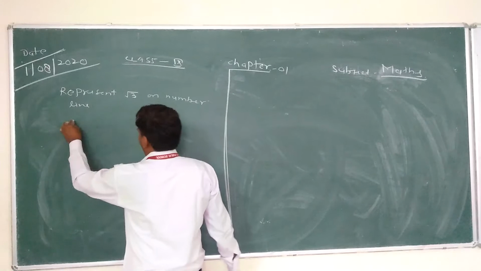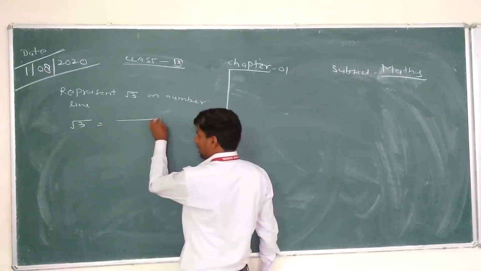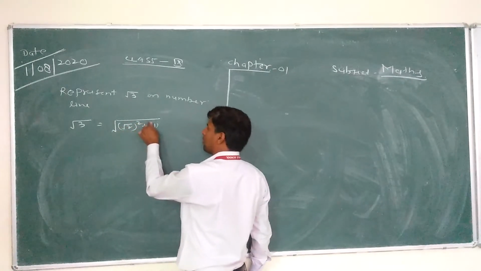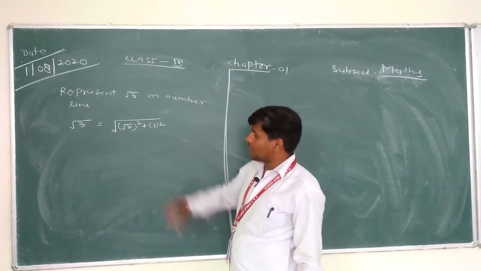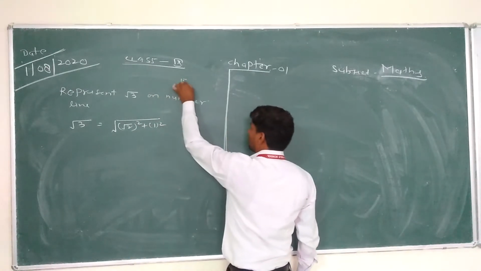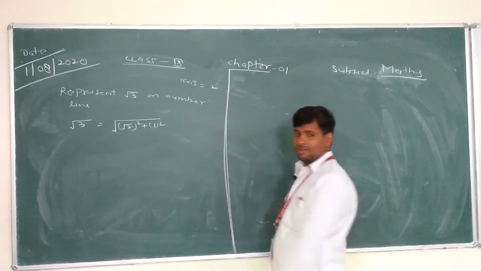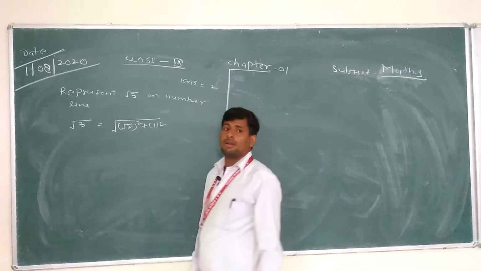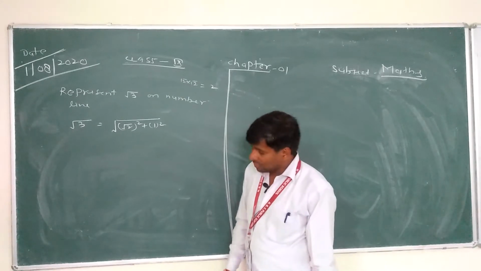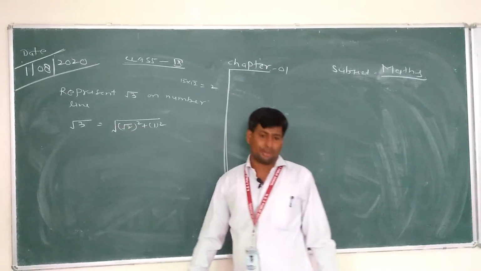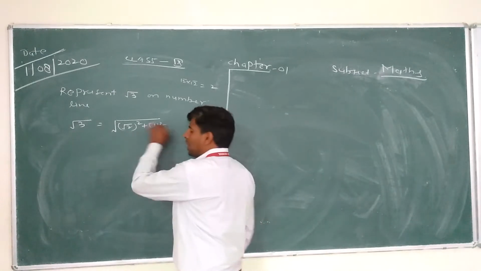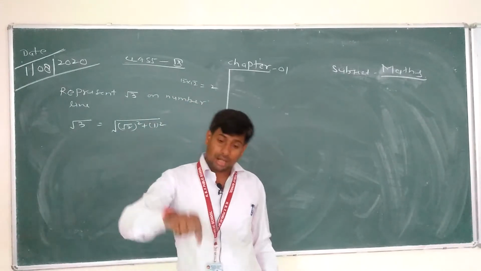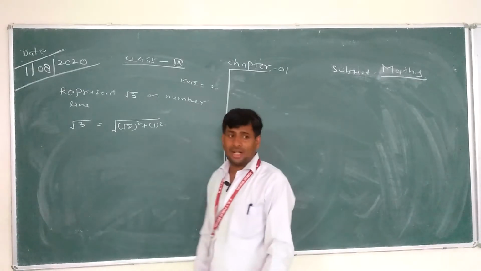Let's see here. For root of 3, you can write root of 2 whole square plus 1 square. Why can you write this? Because root of 2 squared, the root cancels, and we get 2. So for root of 3, we write root of 2 square plus 1 square. That's clear? It means that for representing root of 3 on the number line, first we need to understand how to represent root of 2. First we represent root of 2, then we can represent root of 3.